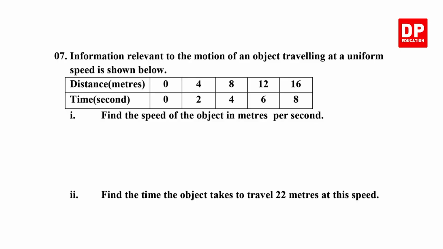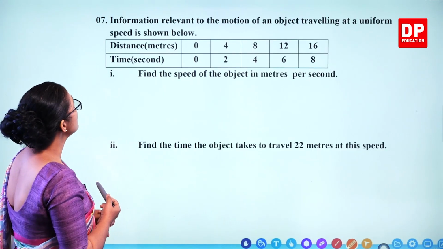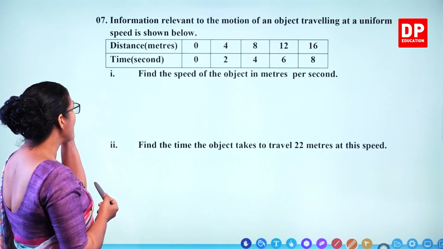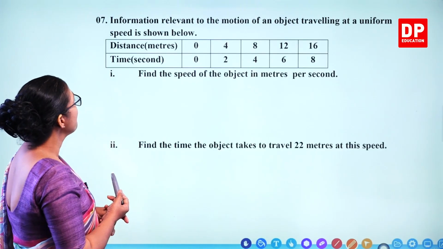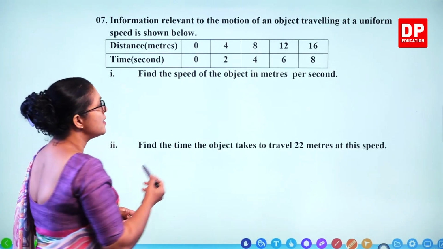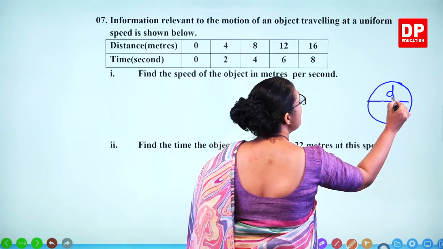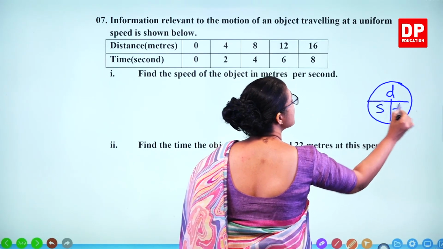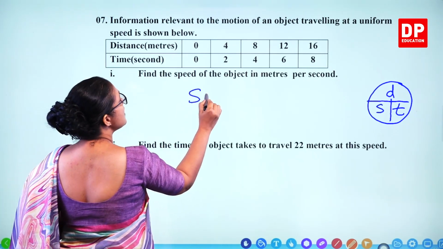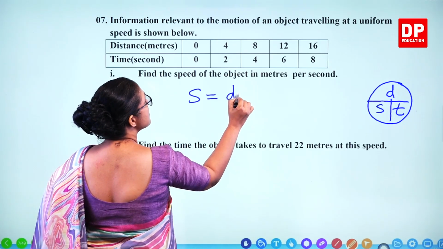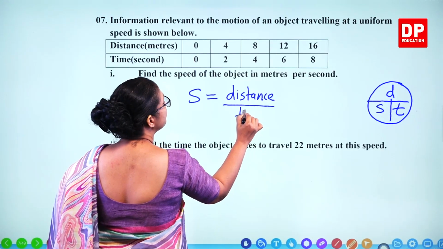Question number 7. Information relevant to the motion of an object traveling at a uniform speed is shown below. Find the speed of the object in meters per second. So how do you find the speed? According to the formula, can you remember? Speed, time and distance relationship. Speed is equal to distance divided by time.